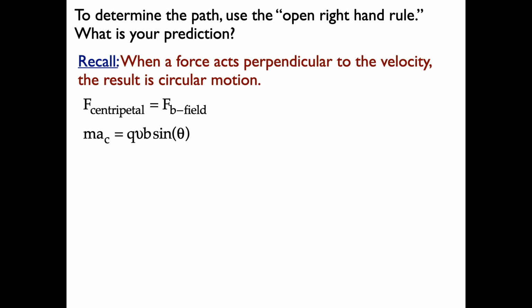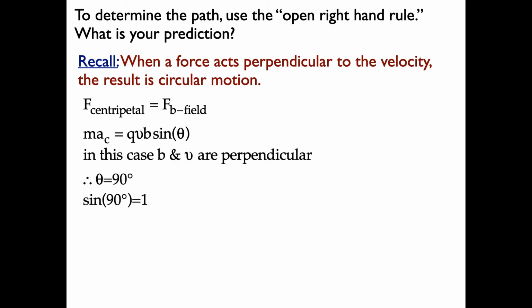Now if I think about it a little bit more, in this particular case, the velocity vector and the magnetic field vector are perpendicular to each other. So the angle between them is 90 degrees. Sine 90 degrees is 1. So this qvB sine theta becomes qvB.